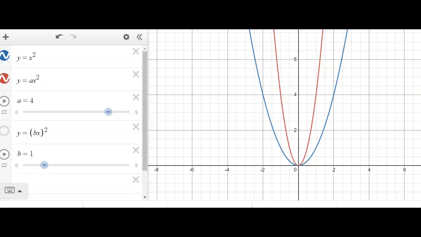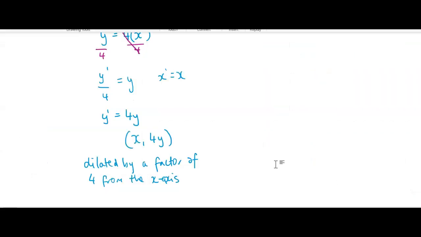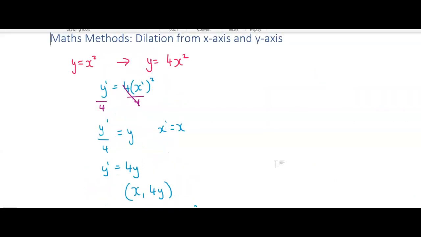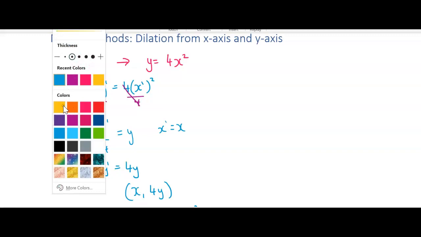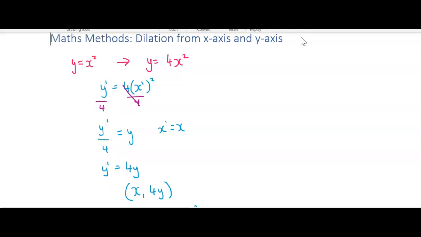All right, let's go back and let's do it from the y-axis. So if I'm doing it from the y-axis, and just because I love color, let's do it in a different color. So I might do this one. Oh, yellow's a bit hard to read. Let's do it in orange. So we start off with the transformed graph again. Okay, so there we are.